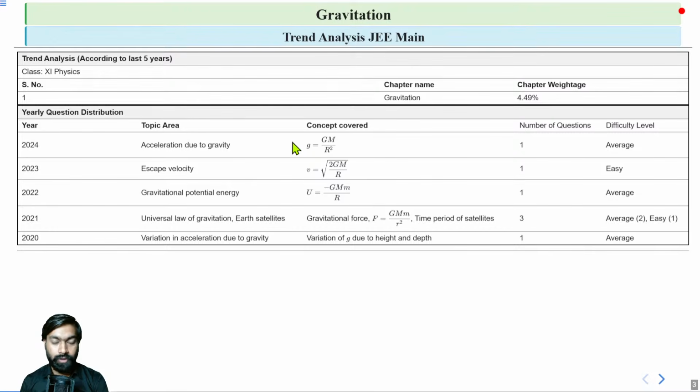And in 2020 a question was asked from variation in acceleration due to gravity, number of questions 1, and the difficulty level average. Alright, so from this data we can say the important concepts are acceleration due to gravity, escape velocity, gravitational potential energy, universal law of gravitation, earth satellites, and variation in acceleration due to gravity. Alright, so these are the important concepts.